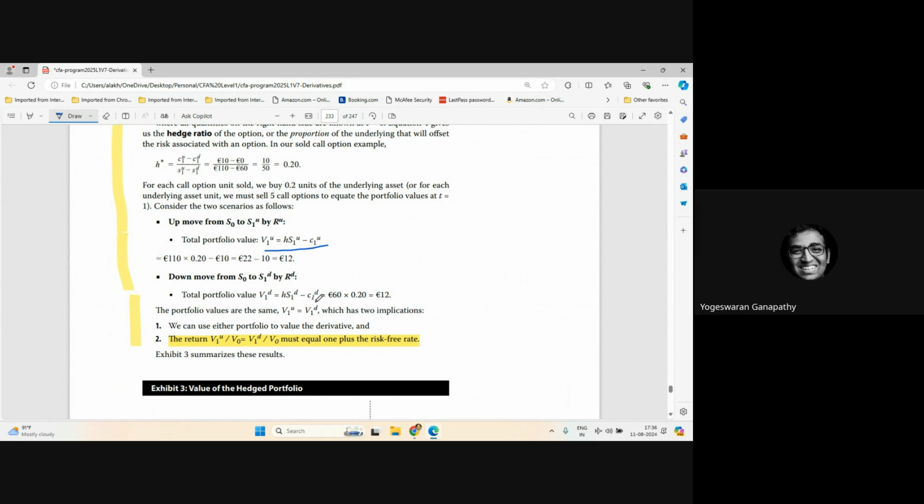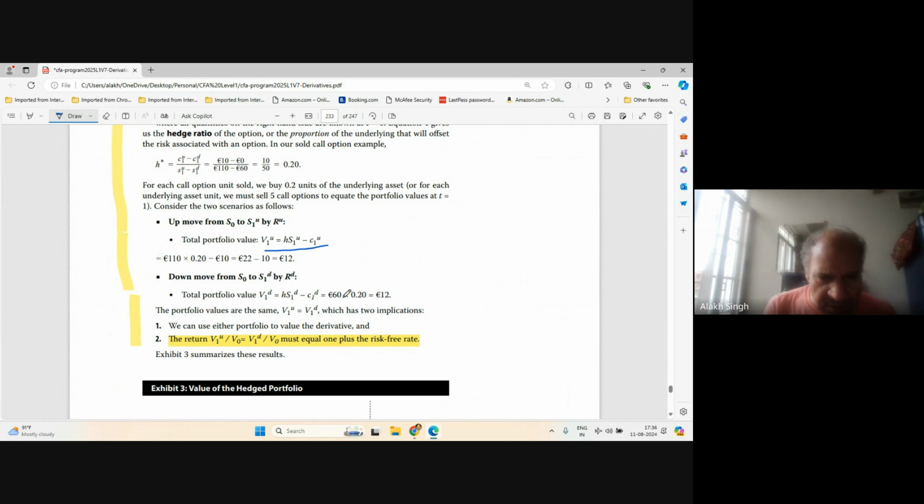C1D is 0. And what is S1? S1 was 60. So 60 times 20 is equal to 12. So this 12 and this 12 are equal.